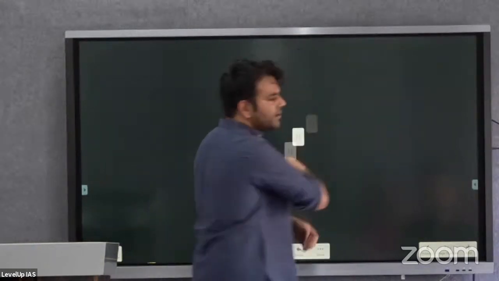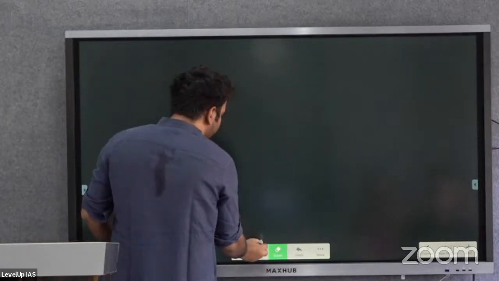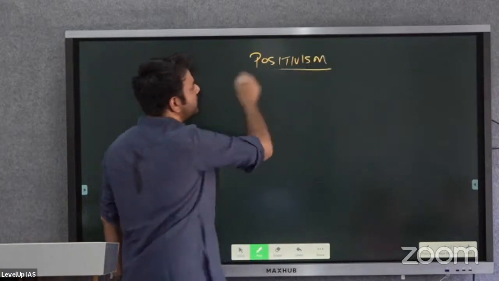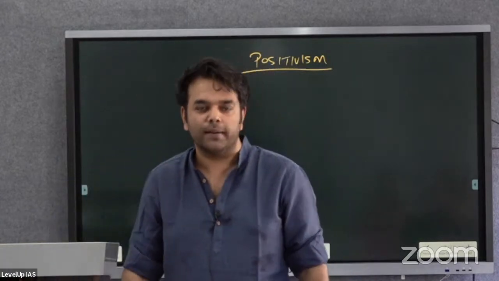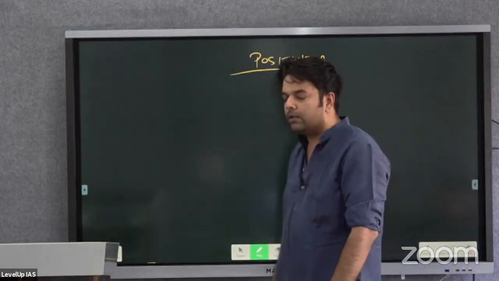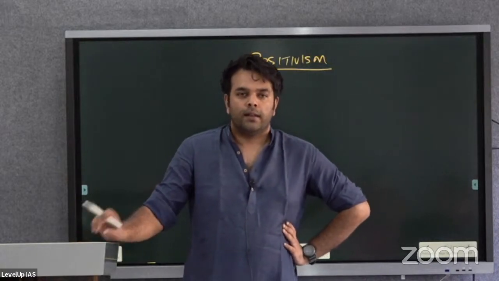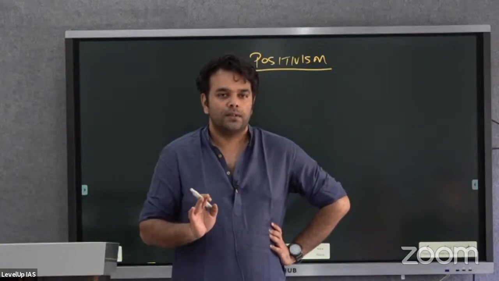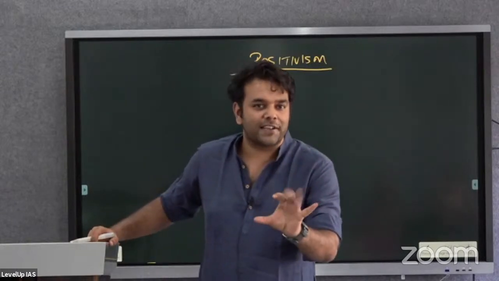Let us now discuss the next important aspect, which is positivism. Gradually, we'll come to know whether sociology is science or not. What is positivism? The fact is that positivism emerged in reaction to enlightenment. Positivism emerged in reaction to enlightenment.